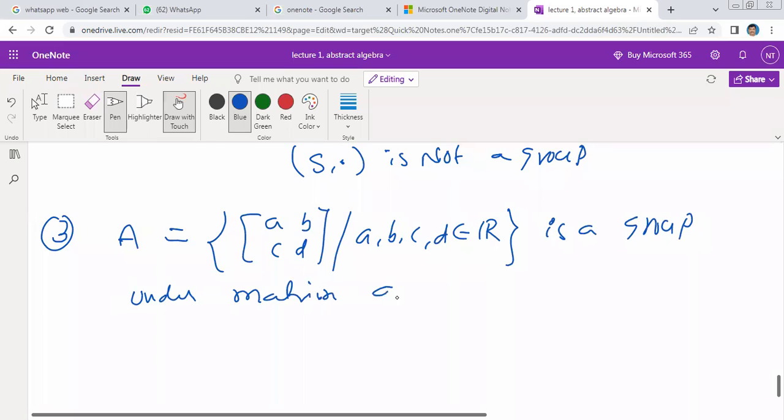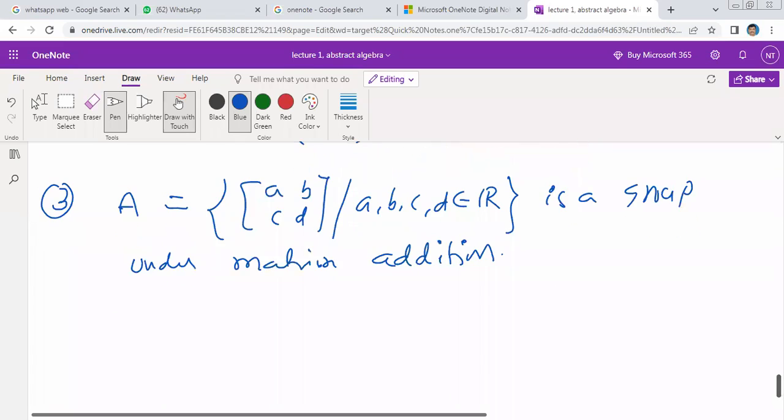Yes, sir. It's a very simple and repeated question. It is a group under matrix addition. అంటే ఇది ఈ సెట్ ఆఫ్ ఆల్ రియల్ నెంబర్స్ ఉన్నప్పుడే అవుతుందా, వేరే ఉన్నప్పుడు కూడా అవుతుందా అనేది కూడా చాలా ఇంపార్టెంట్ క్వశ్చన్. Yes, it forms a group.